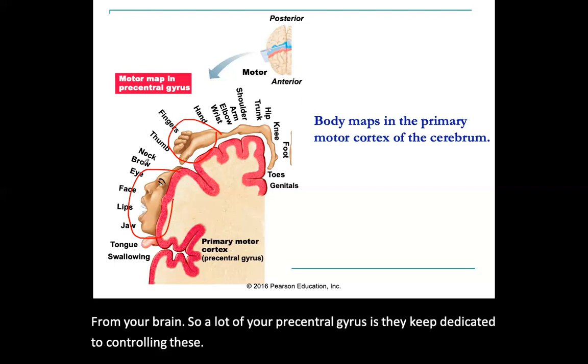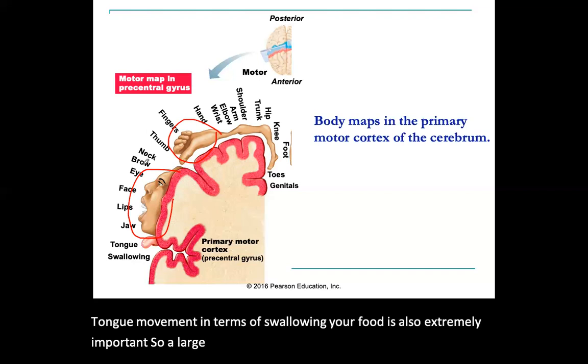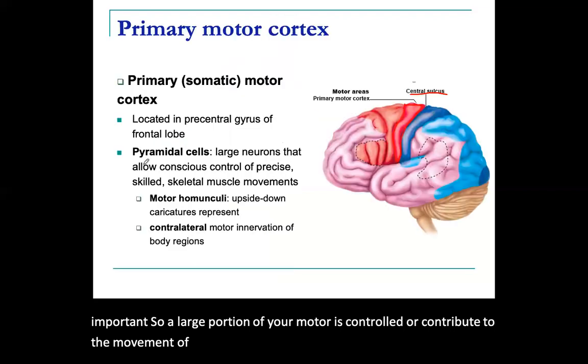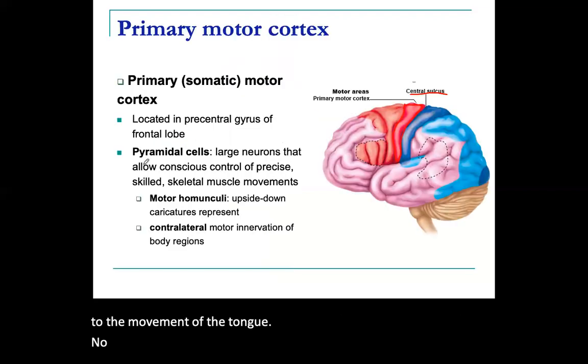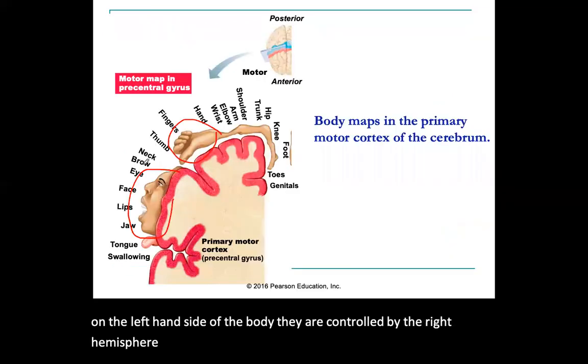Tongue movement in terms of swallowing your food is also extremely important. So a large portion of your motor cortex contributes to the movement of the tongue. Now, contralateral again, same concept. If you are controlling the muscles on the left-hand side of the body, they are controlled by the right hemisphere and vice versa.